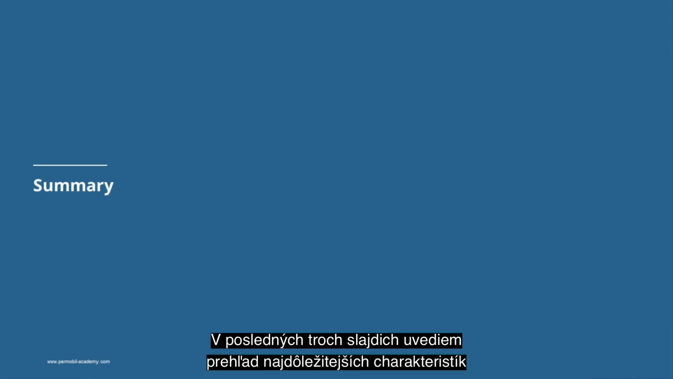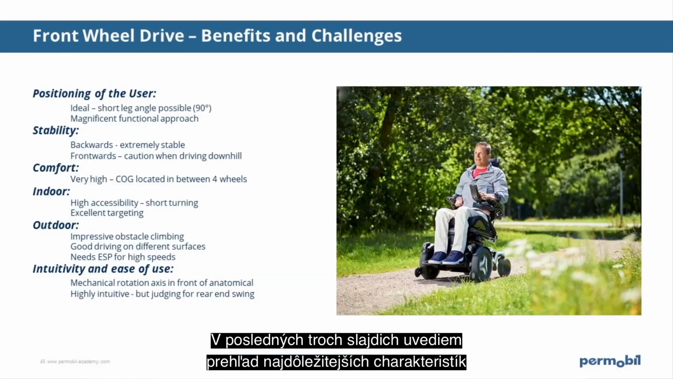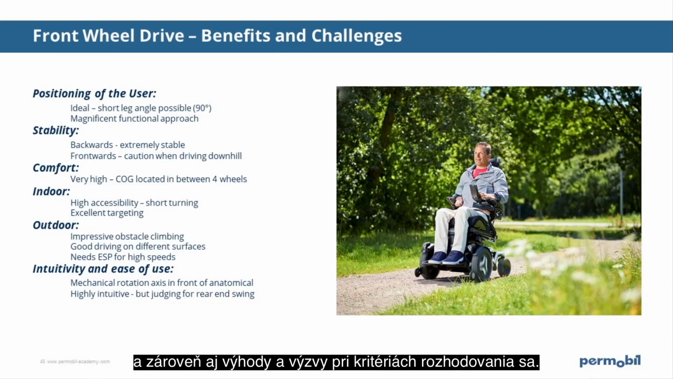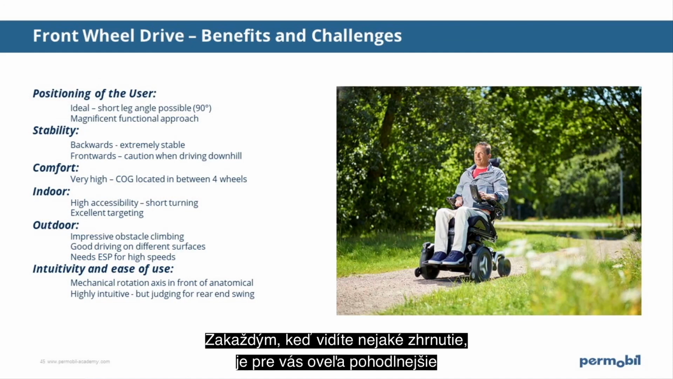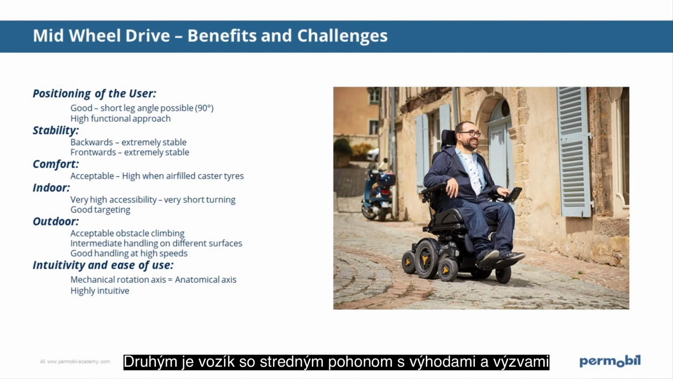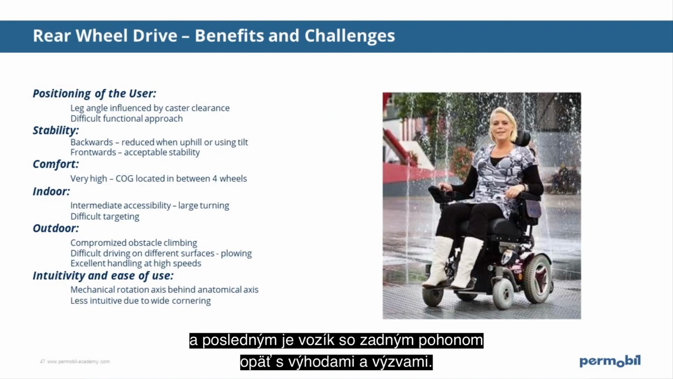So that brings us to the summary, and I see that we are already coming close to 45 minutes of presentation, so apologies for that. In the last 3 slides, I basically gave an overview of the most important characteristics and the benefits and challenges in the different decision criteria. The first one is here with the front wheel drive, and every time you can basically see a summary. So it is more convenient for you to read in the handout than for me now to present the same content over again. The second one is the mid-wheel drive, again with the benefits and the challenges. And the last one is the rear-wheel drive platform with the benefits and the challenges.